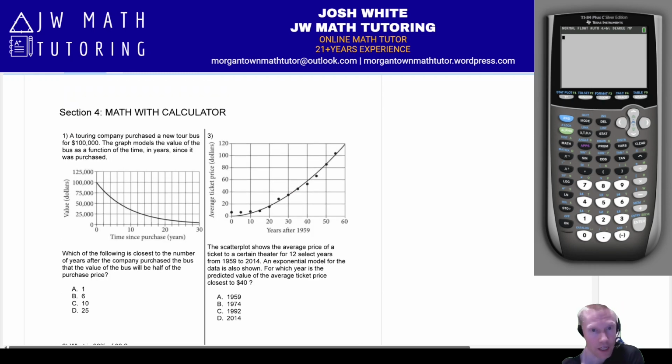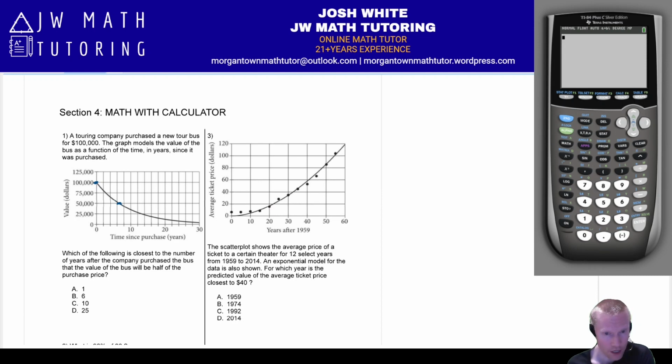Here you have a graph. Looks like kind of an exponential function, or technically an exponential decay function, since it's decreasing as it goes down to the right. And they just want to know after what point will the value of this bus be half of the purchase price. So the purchase price is 100,000, basically your y-intercept up here. Half of that is just going to be 50,000. So 50,000, it looks like, is right around here.